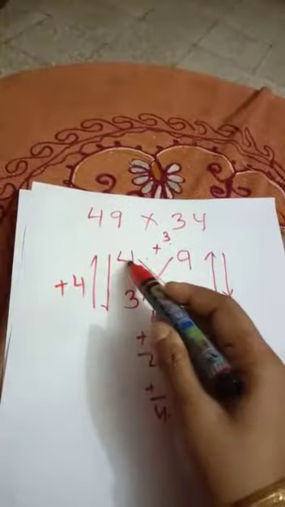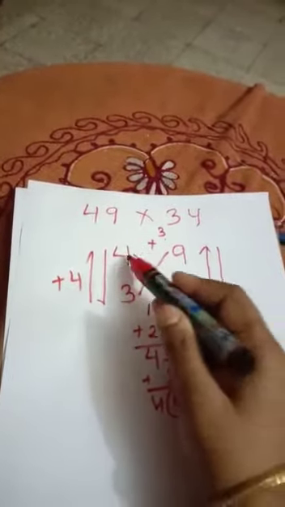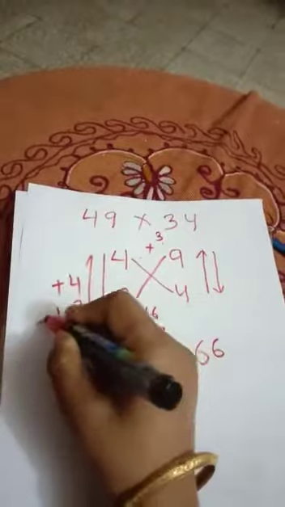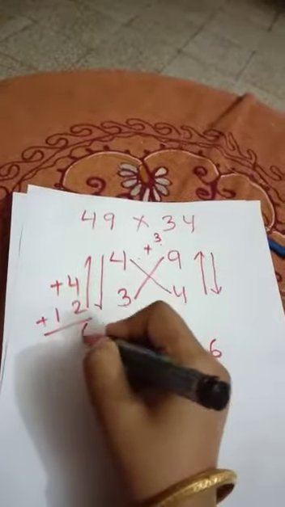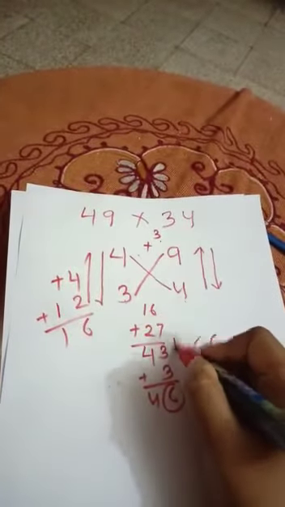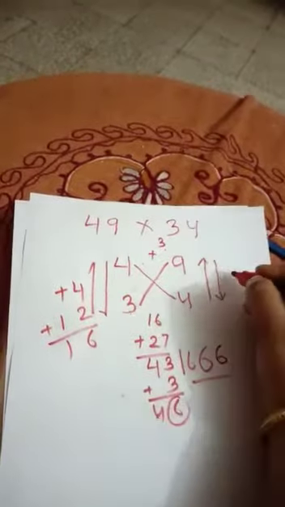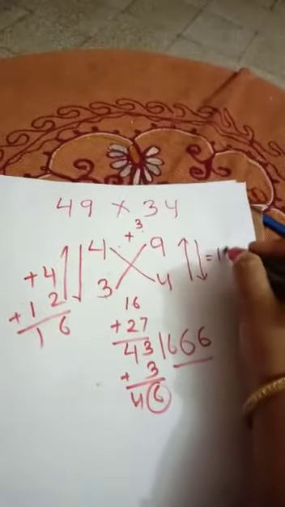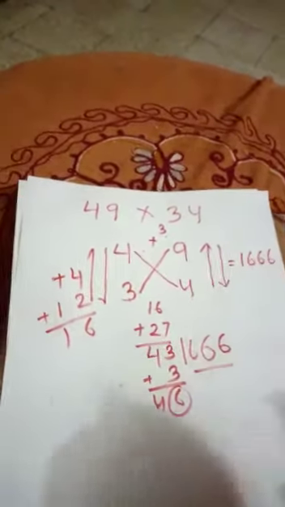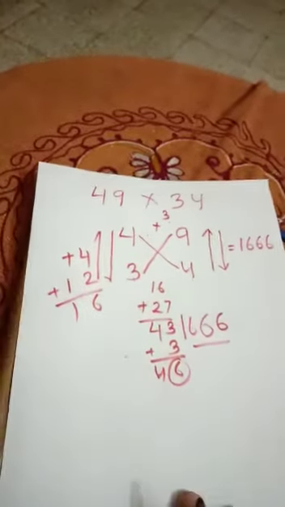Now multiply 4 with 3 or 3 with 4. 4 3s are 12. Add the carryover, 4 plus 2, 6 and 1. Now write this 16 here. So here the answer is 1666. Now let's check it.